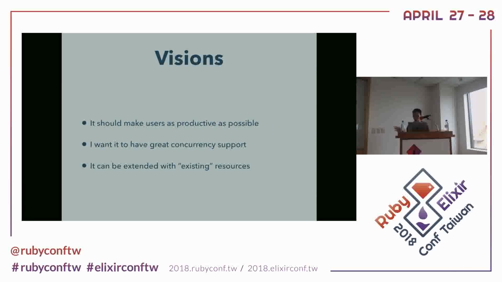So here are my visions of Gobi. First is that it should make users as productive as possible. And then I want it to have great concurrency support, since it is essential to writing high traffic web applications, and also because it's written in Go, I wish it can at least inherit this feature from it. And finally, I hope it can be extended with existing resources, so we can reuse things instead of building everything from scratch.